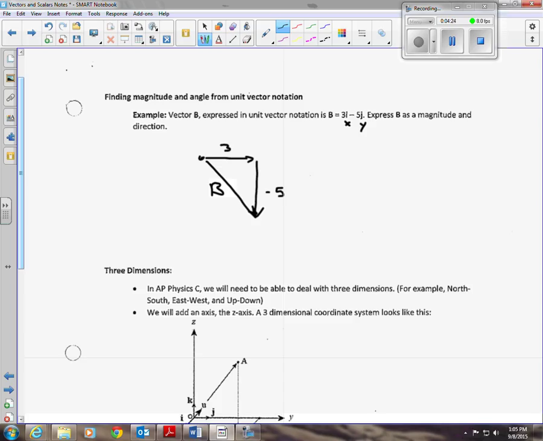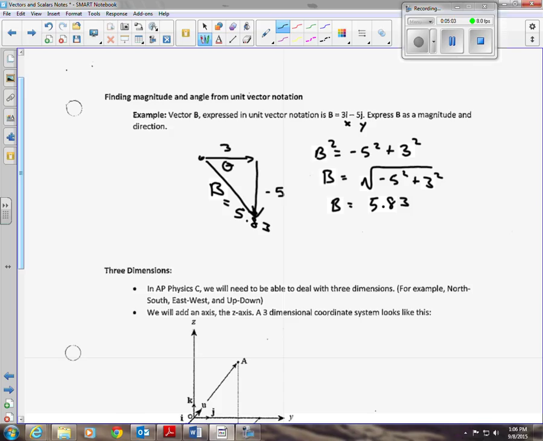How am I going to find its magnitude? Just use Pythagorean theorem. So v squared is negative 5 squared plus 3 squared. So then v is going to equal the square root of negative 5 squared plus 3 squared. If I do it, I will get v is equal to 5.83 units. And maybe I'll label that on here. 5.83 units.